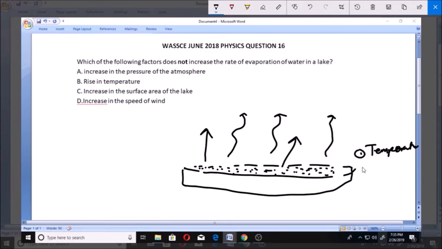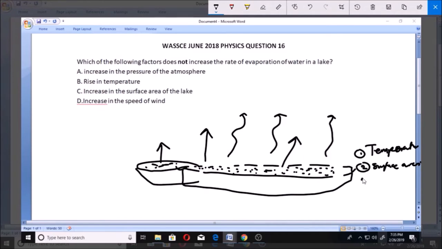That's number one. Number two is surface area. Surface area of this lake. If this lake had more surface, you understand, there will be more water going up. So this will also increase the amount of water going up.